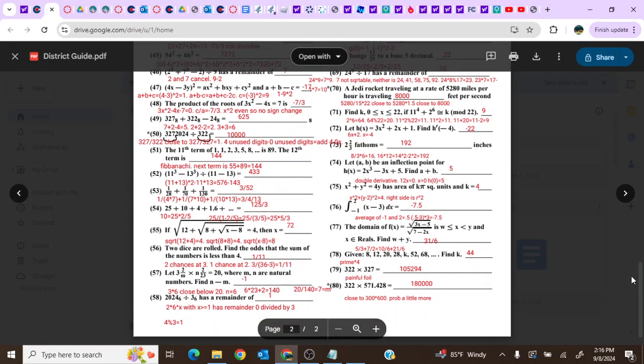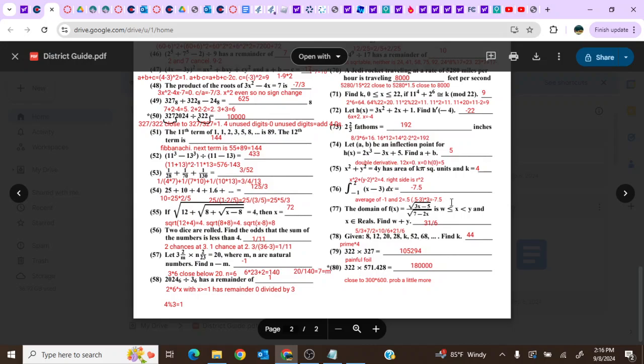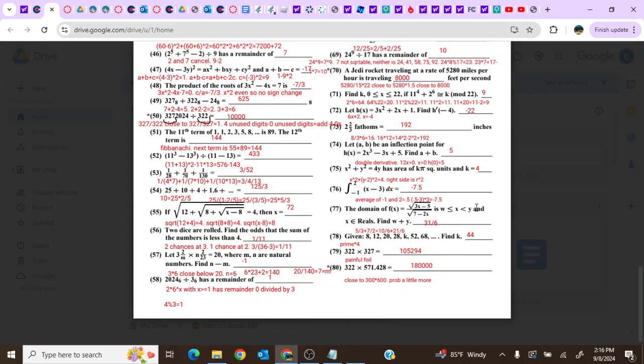37, domain of f of x is equal to this, where it has to be real. What is w plus y? Basically, you're just figuring out when either of these square roots have a negative inside them, which would make your answer non-real. So figure out when that happens.